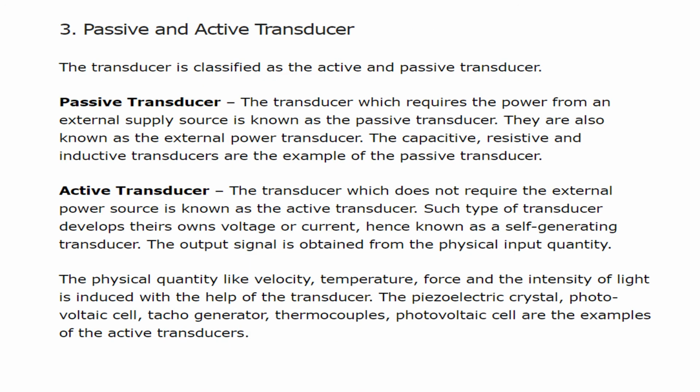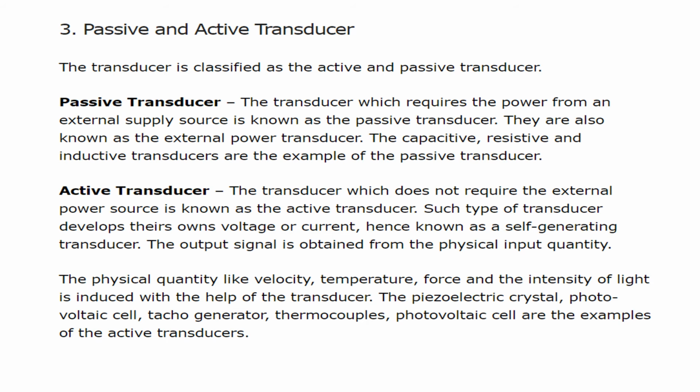Now, next is what is passive and active transducer. The transducer is classified as the active and passive transducers. First, passive transducer. The transducer which requires the power from an external supply source is known as the passive transducer. They are also known as the external power transducer. The capacitive, resistive, and inductive transducers are the examples of passive transducers.